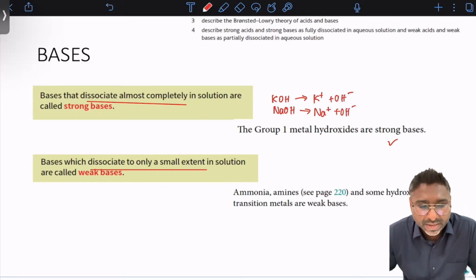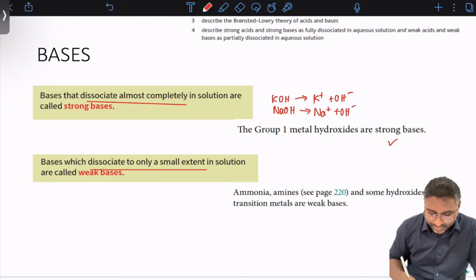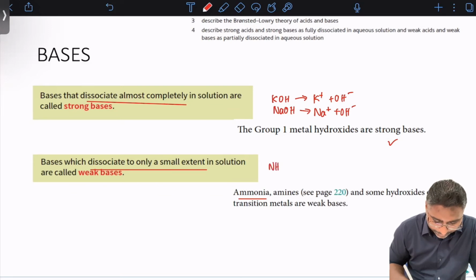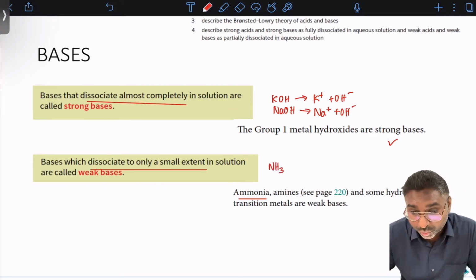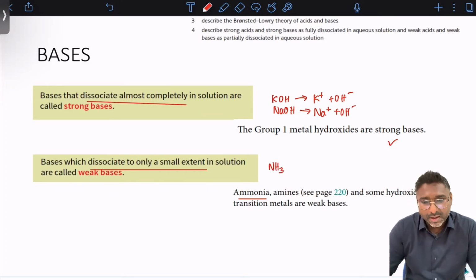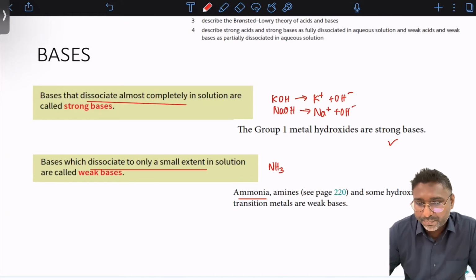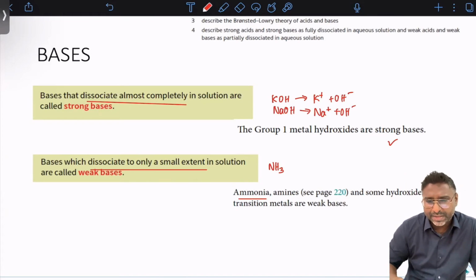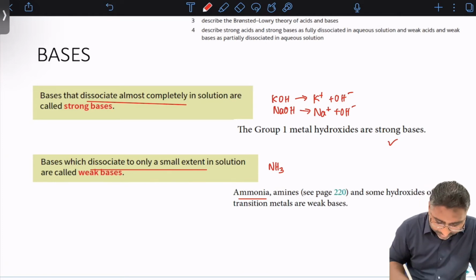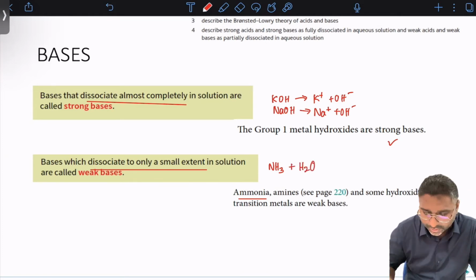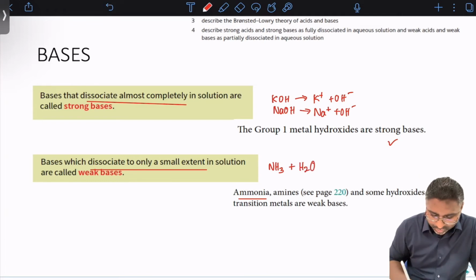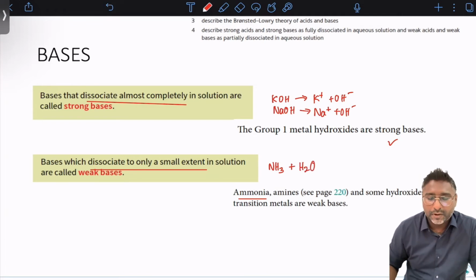But for bases that dissociate to a small extent, there are many examples, but in your syllabus they want only ammonia, so I'll just focus on ammonia. If you have KOH, I can say K plus ion plus OH minus ion. But in this case, you cannot just simply break the ammonia. You must show it with water, because ammonia dissolves in water.